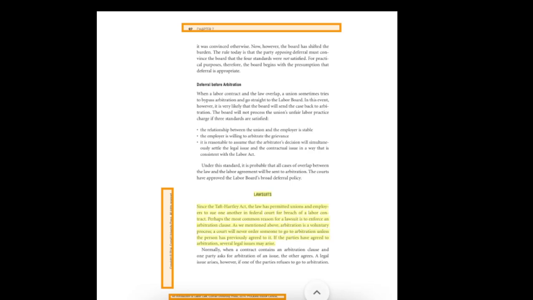If the parties have agreed to arbitration, several legal issues may arise. Normally, when a contract contains an arbitration clause and one party asks for arbitration of an issue, the other agrees. A legal issue arises, however, if one of the parties refuses to go to arbitration. The one who wants arbitration, the moving party, then has to make a motion in court for an order requiring the other one, the responding party, to arbitrate.